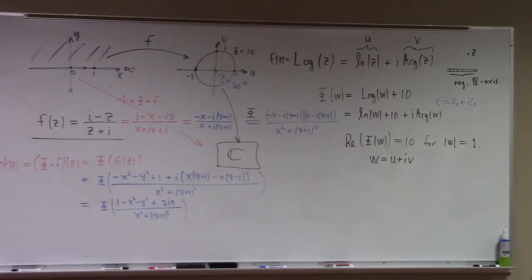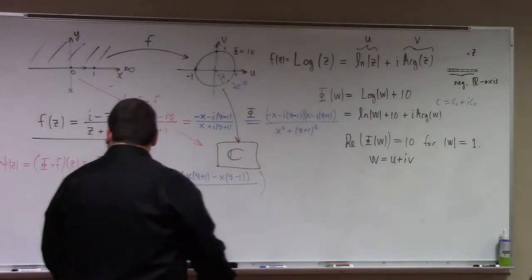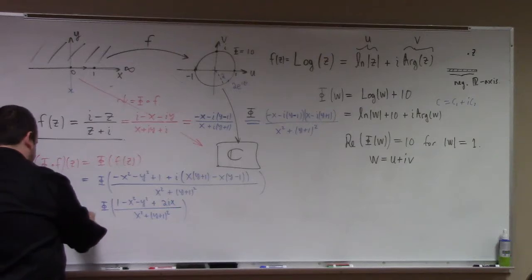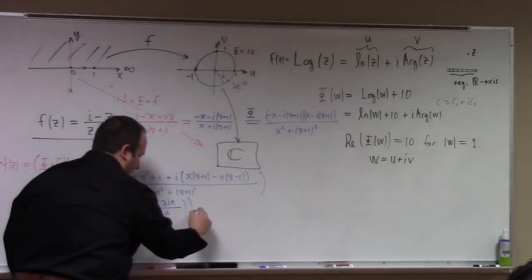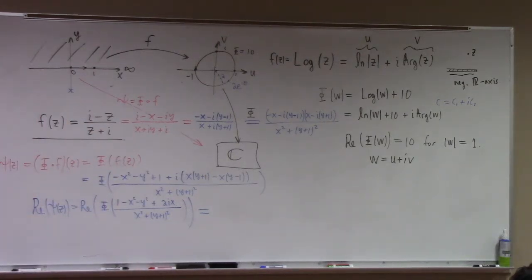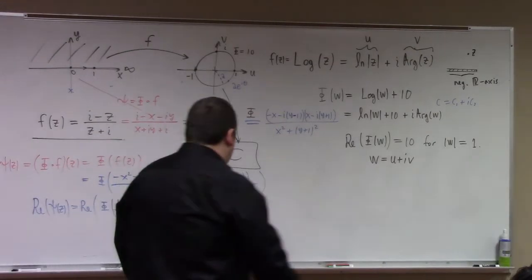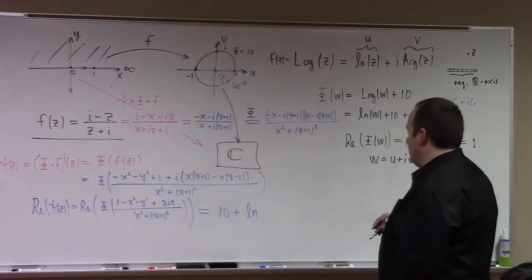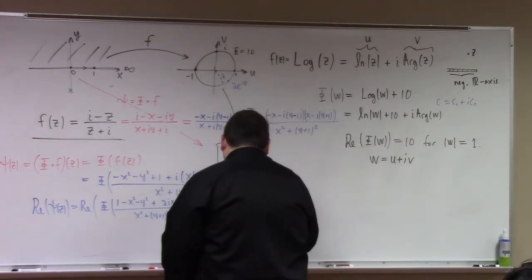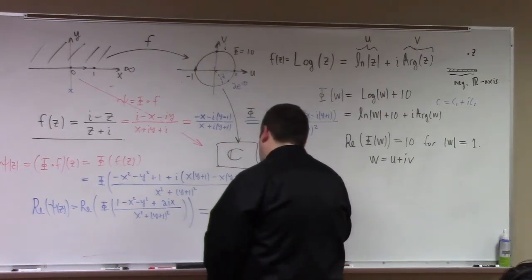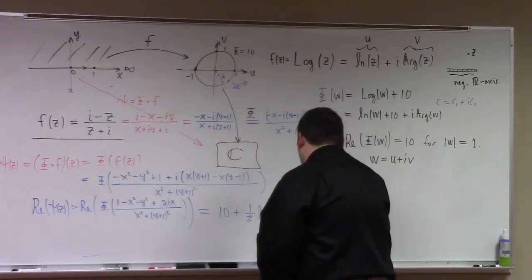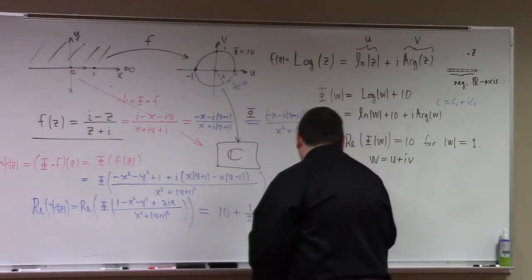And now phi of that. Well, I really just want the real part of psi, okay? Let me focus in on that. So what's the real part of this? That's 10 plus the natural log of the absolute value of w, right? So what's the absolute value of w? We could write it as 1 half the natural log of (1 minus x squared minus y squared) squared plus (2x) squared, all divided by (x squared plus (y plus 1) squared) squared.